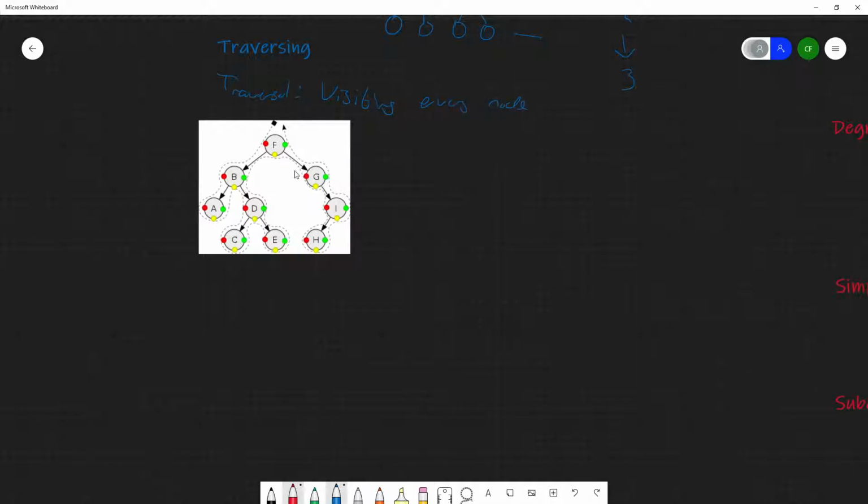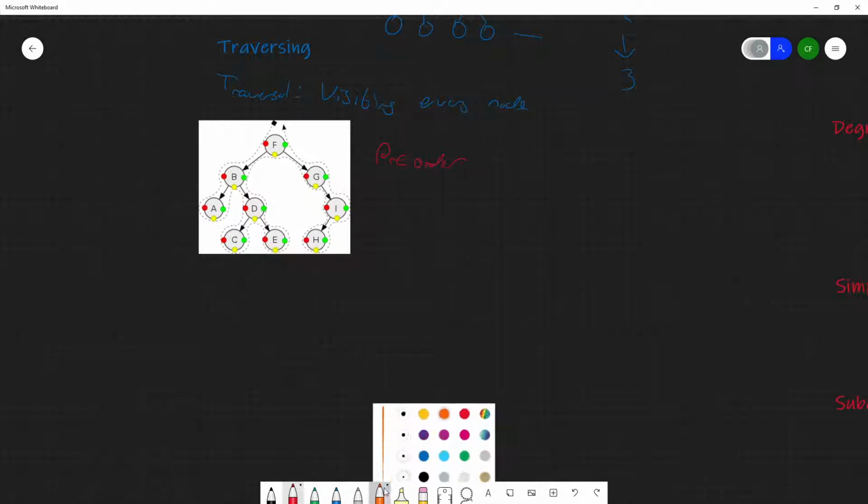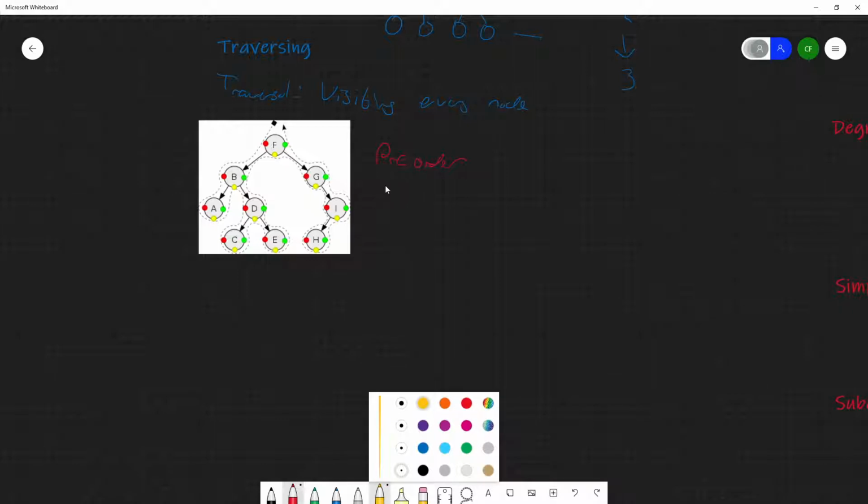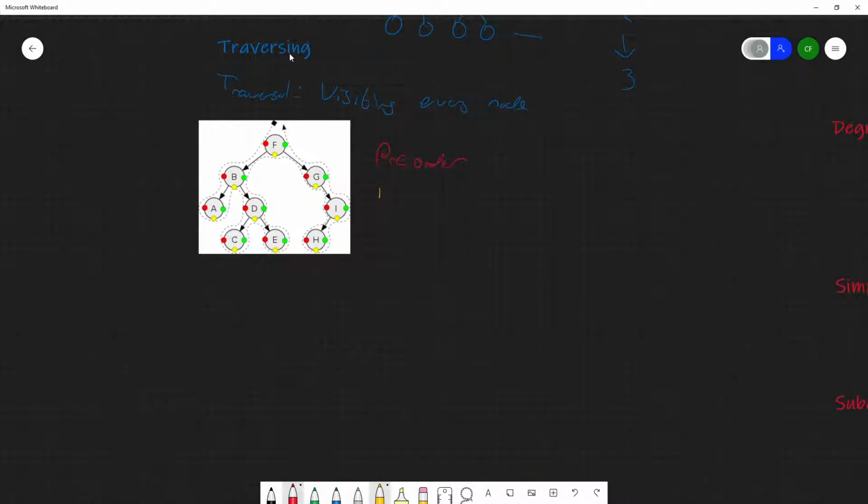So there are 3 main ways to visit every node of a tree. You have to start at the root because that's how you access the tree. They are called pre-order, and I've actually colored these. Red here, I'll explain what this means in a minute, is called pre-order. Yellow is in-order. Then we have green, which is post-order.